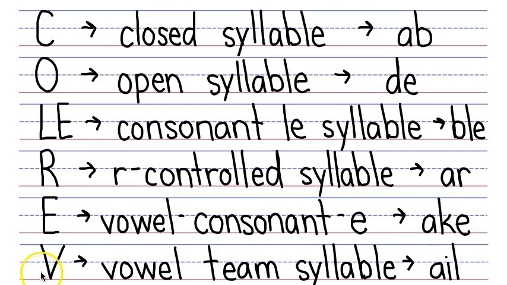And V stands for vowel-team syllable. A vowel-team syllable is a syllable where the vowel sound is spelled with a multi-letter phonogram. Ale is an example of a vowel-team syllable.